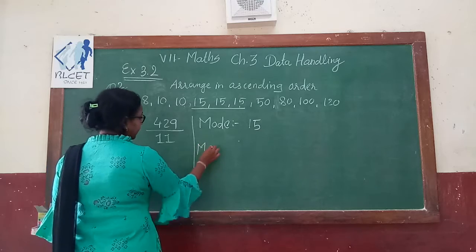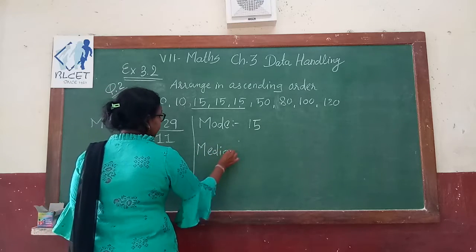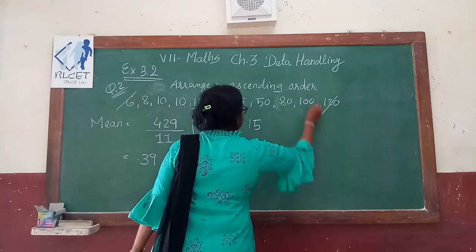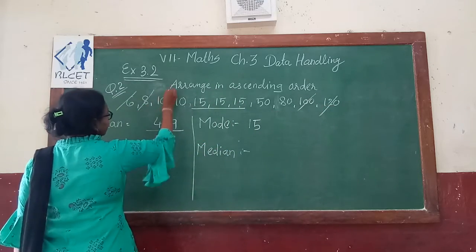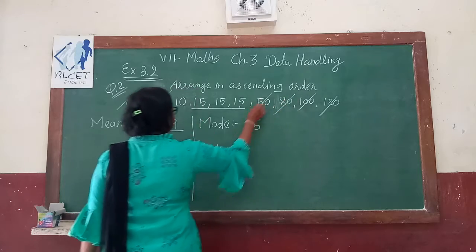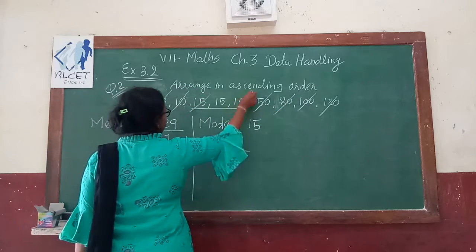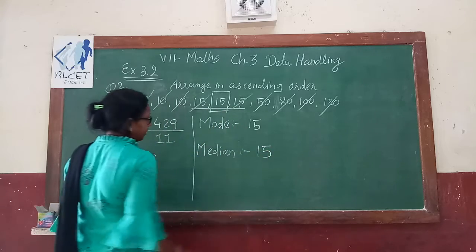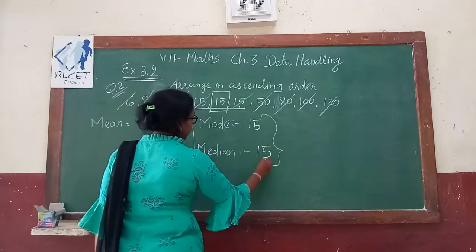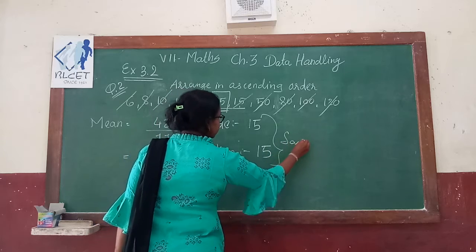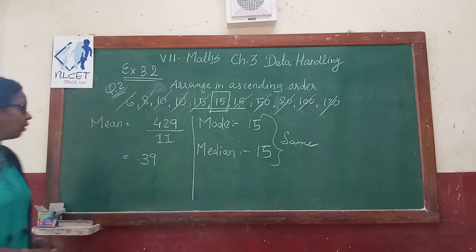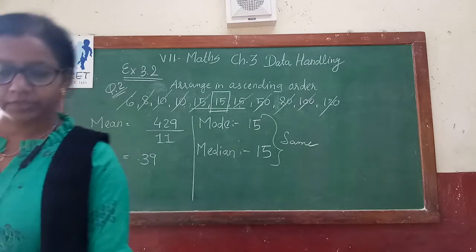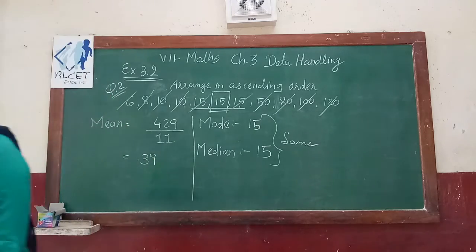Now we find the median. Cancel from here: 1, 1, 2, 2, 3, 3, 4, 4, 5, 5. What is left in the middle? 15. So what is the answer? 15. So what we can say, mode and median both are the same. This is all about your question number 2. Move on to the next question.